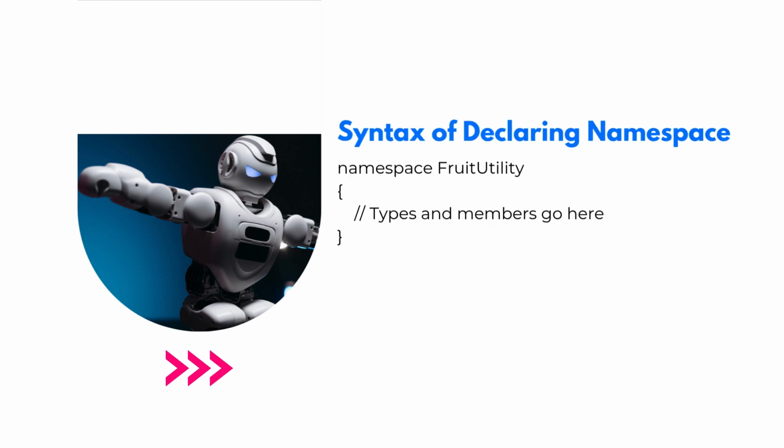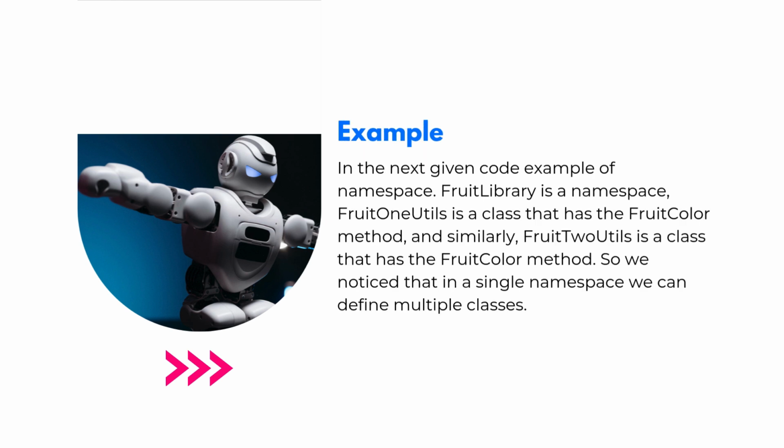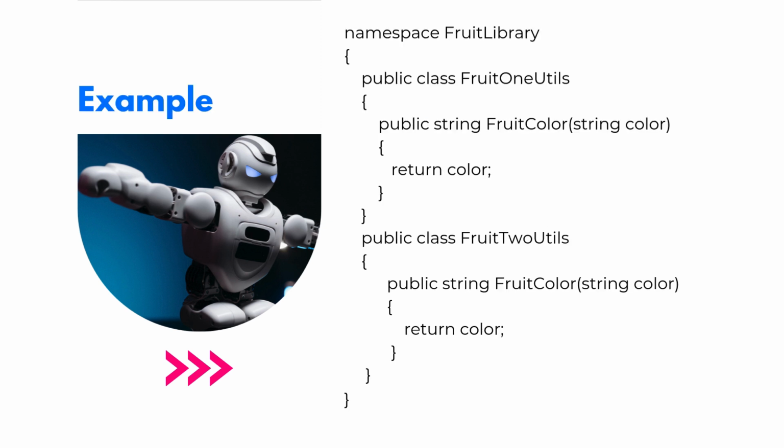Below is the syntax for declaring a namespace. Namespace is a keyword. FruitUtility is the name of the namespace. In the next code example, FruitLibrary is a namespace, Fruit1Utils is a class that has the FruitColor method, and similarly, Fruit2Utils is a class that has the FruitColor method. So we noticed that in a single namespace we can define multiple classes.